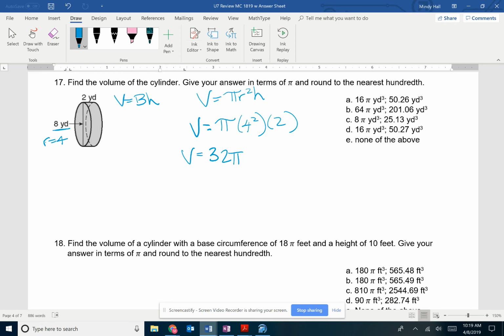And if you notice with this, none of the answers are 32 pi. You can double check it if you want. 4 times 4 is 16, 16 times 2 is 32. But since none of these have 32 pi, I can just say I know it's none of the above.